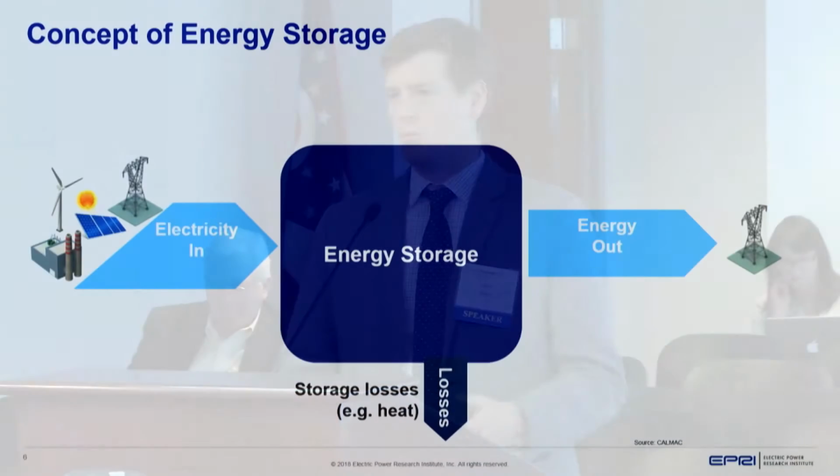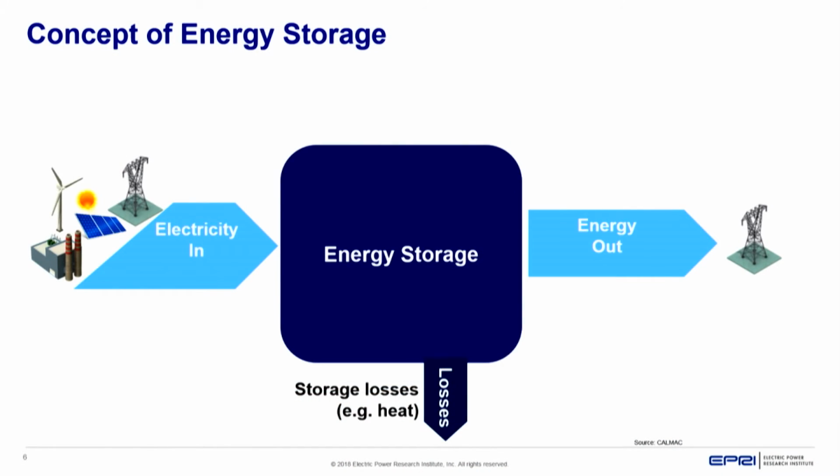So quickly on the technologies, Jeff showed this to some extent, but basically energy storage takes electricity in from the grid or from another source, stores it, loses some of that energy, usually in the form of heat, and then the electricity goes back into the grid. This is the typical way of thinking of it. As Jeff indicated, there are some wrinkles on this.